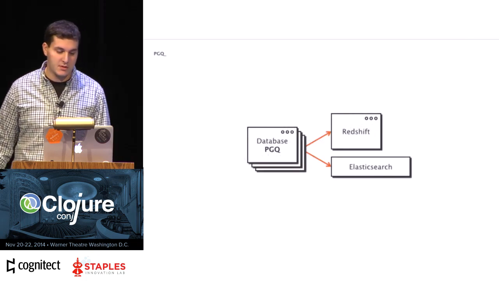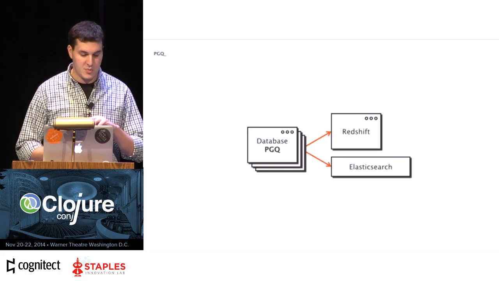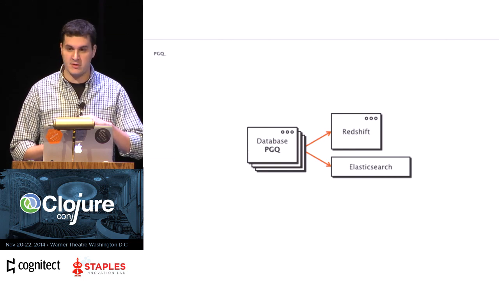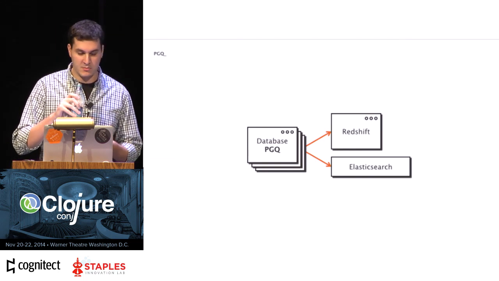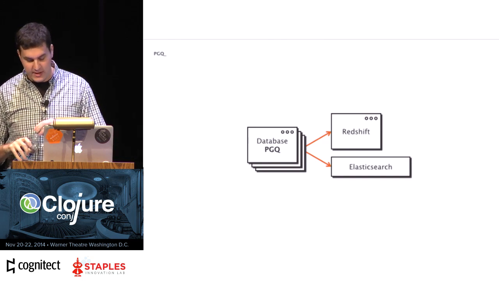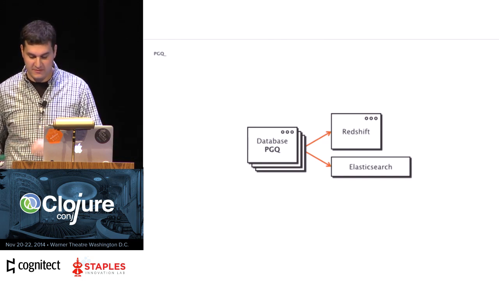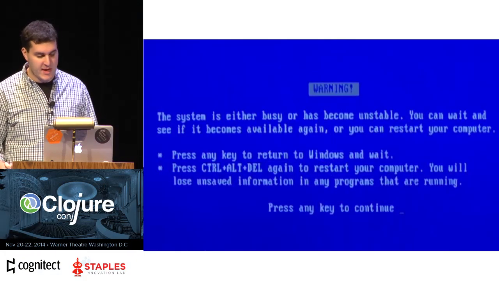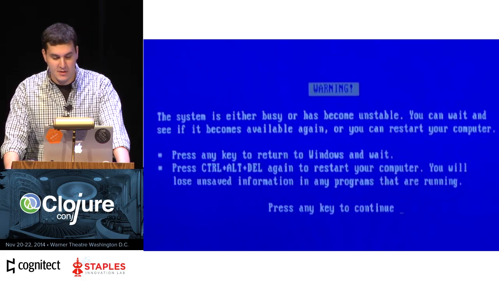Cool. So our system looks a little bit like this now. We're running PGQ inside of the database, and something's there consuming it and writing to Redshift and Elasticsearch and maybe any other system that we have. But we still actually have an issue that we talked about before. And that's what happens when one of those backend systems goes down, like they're apt to do.